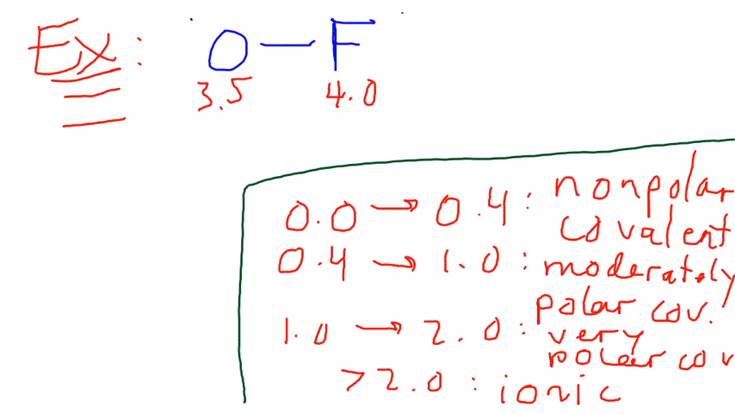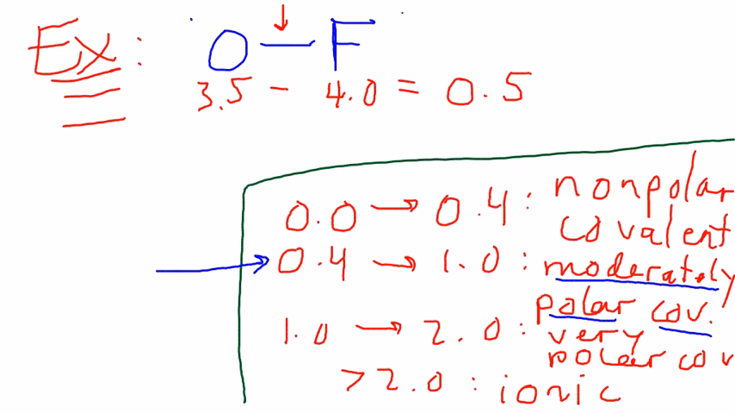In order to figure out if the bond, and we're talking about this bond right here, is going to be polar, we have to look at the electronegativity difference. So if we looked at the difference between the electronegativities, that puts it at 0.5. Here's where the chart comes in. What you're going to do is cross-reference the chart and see where the electronegativity lands. For this one, it would land in this range, between 0.4 and 1.0, which is moderately polar covalent. So this would, in fact, be a polar bond.